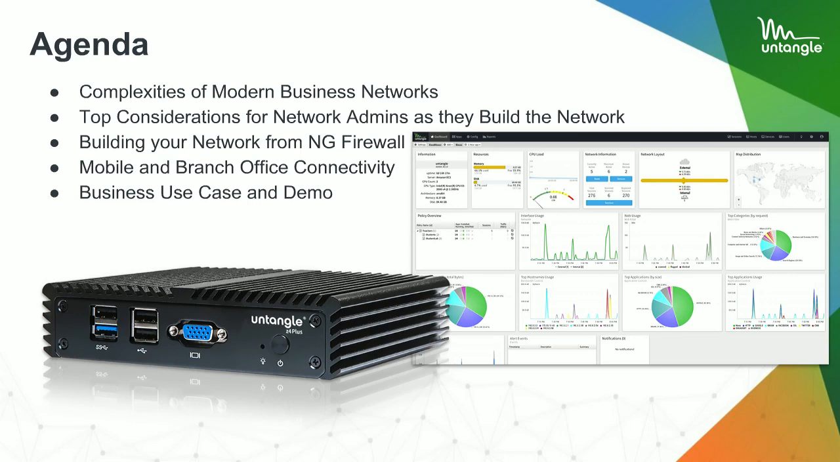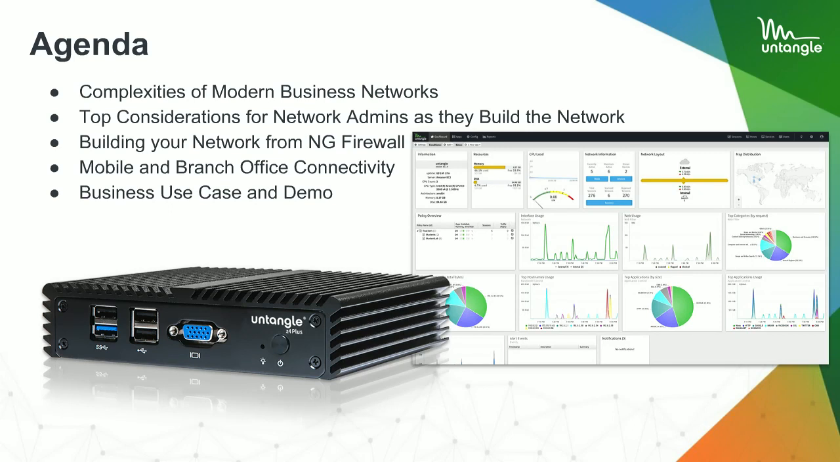We'll start with talking about just some basics around complexities that you see with modern business networks, whether it's VPN usage because of the current pandemic that we're dealing with, where everybody's working remotely from home, having small offices, having branch offices, all those different things that might come up during a deployment when you're dealing with an Untangle product line.